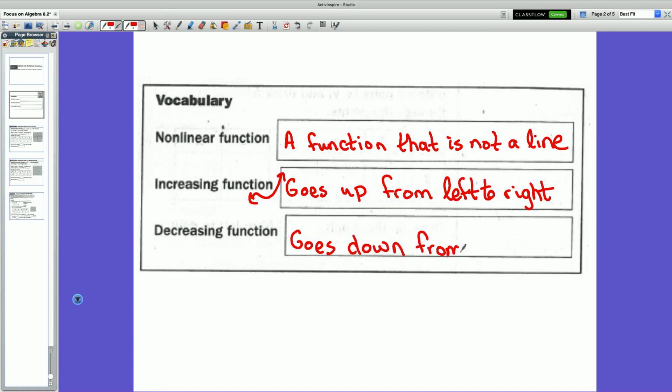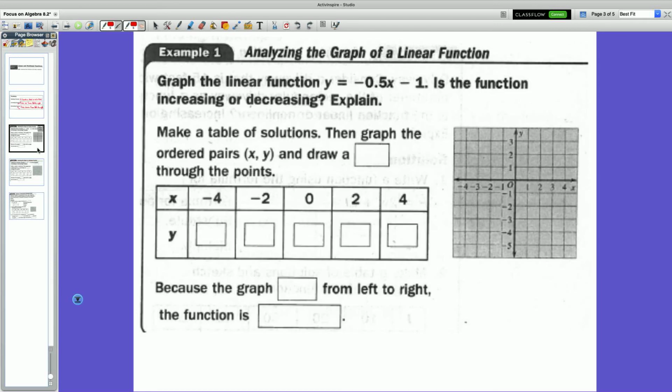Decreasing function goes down from left to right. So an example of that, we could draw a linear function, right? It's going down from left to right. So that would be a decreasing function. Now, as far as graphing these, nothing's changing. So we still have to have y by itself, right? And then we're going to plug in these numbers for our x value to figure out what our y values are. All right? Now, this is just an x, so it's just going to be a line.